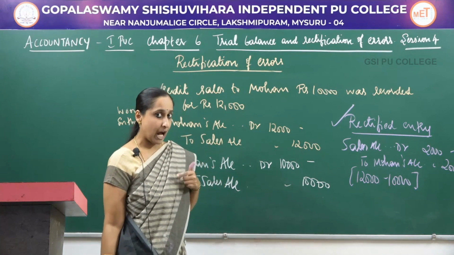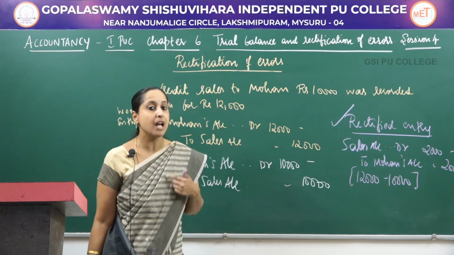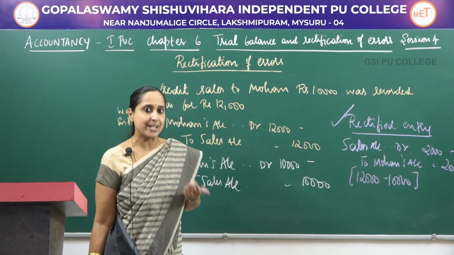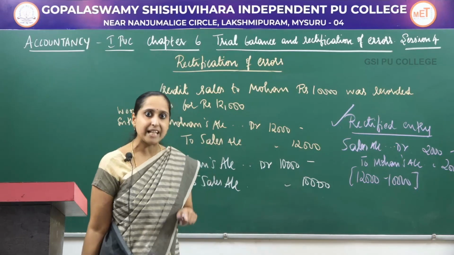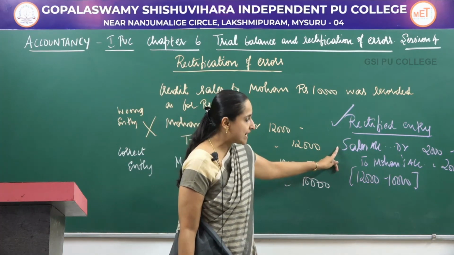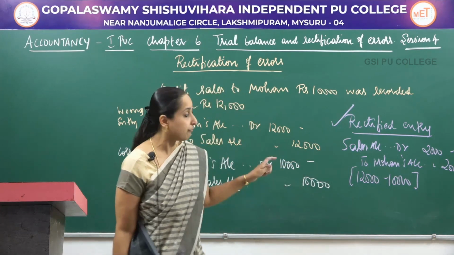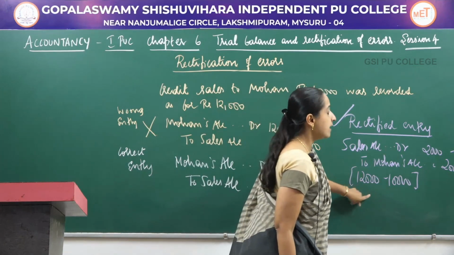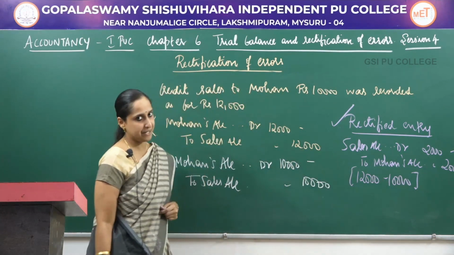Overcast means the amount is increased: instead of writing 10,000 here we have written 12,000. So 2,000 extra we have written. In case of overcast, to rectify the error, we have to write the reverse journal entry. If I debit sales and credit Mohan account, the error will be rectified. And of course, here I have to write the difference amount, 2,000. This is how I can rectify the entry.